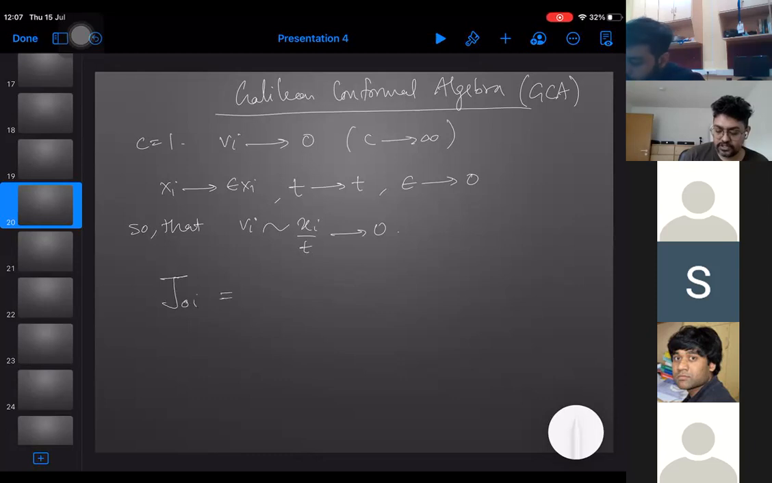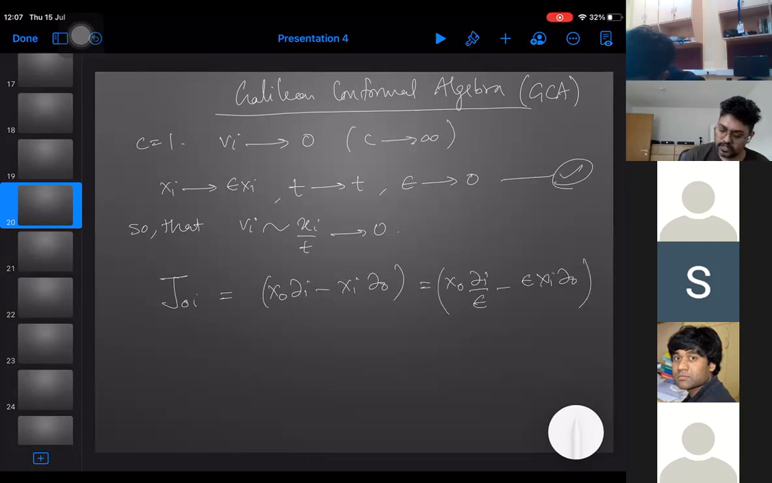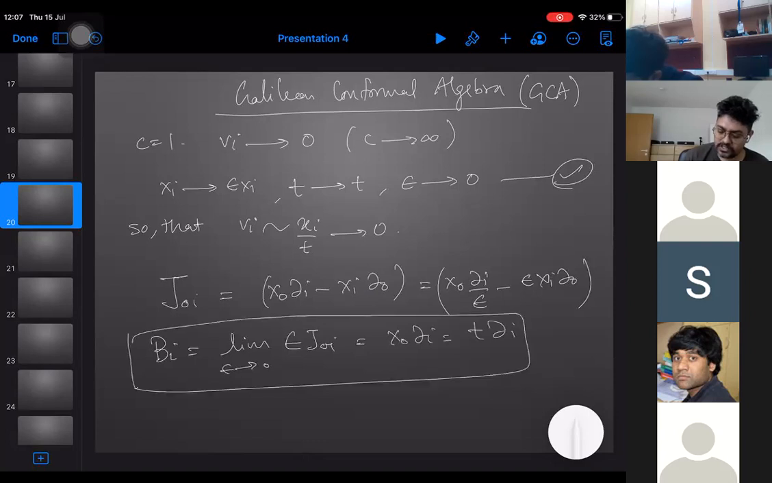Let's take J0I, which is the boost, which is something given by this, right? And if you take this limit, which we have defined here, what does it become? And if you define Bi as the limit epsilon tends to 0 of epsilon J0i, what you get in the end is just this, or you can write it as t del i. This is for the boost.